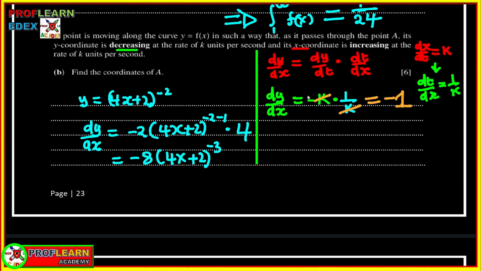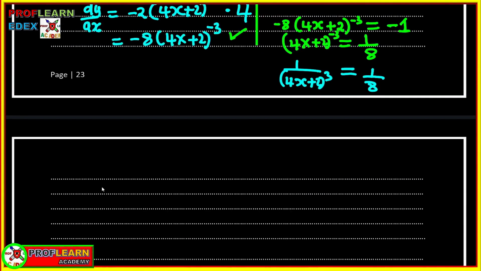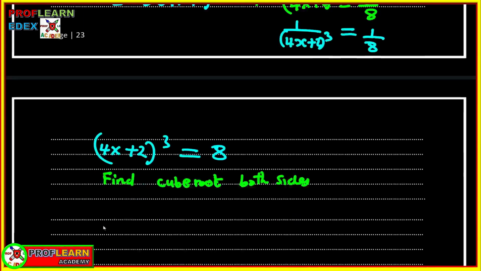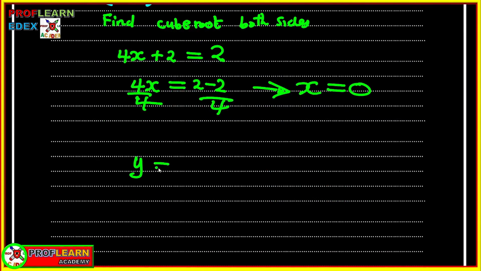So we are going to take the gradient function that we had gotten, dy/dx, and equate it to negative 1. So we take that part and equate it to negative 1, and our equation simplifies to that. If we do some algebra, finding the cube root of both sides, we can find our value of x as follows: x equals 0.